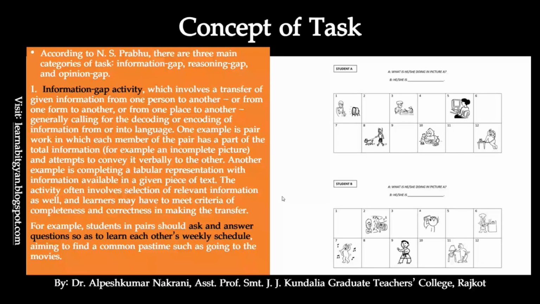For example, students in pairs. There is an activity called pair work in which two students communicate with each other. Now, what will they do? One student will ask and another student will answer the question. The question might be about a weekly schedule. So, what will happen? A student will ask. Now, there is an information gap. When the second student answers, the information gap is filled.